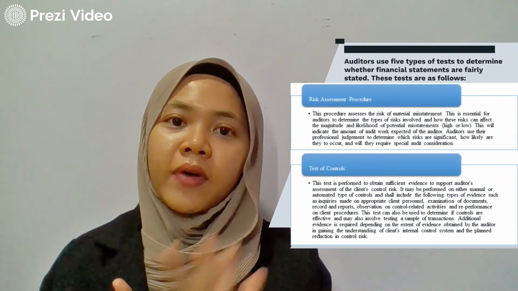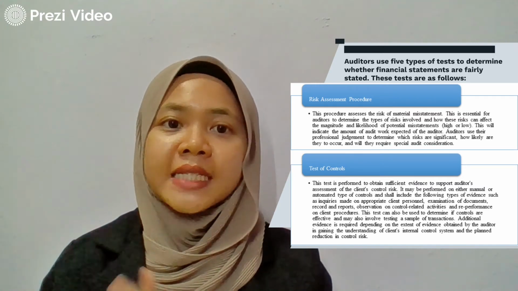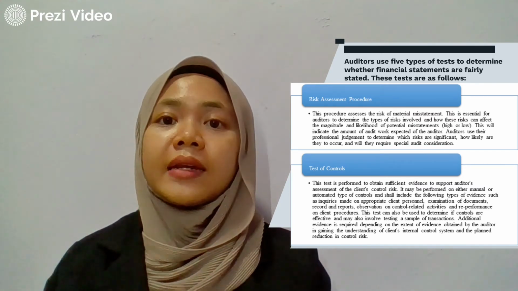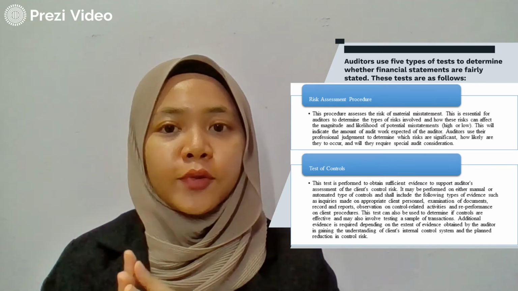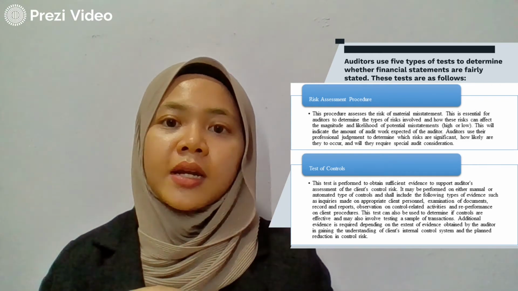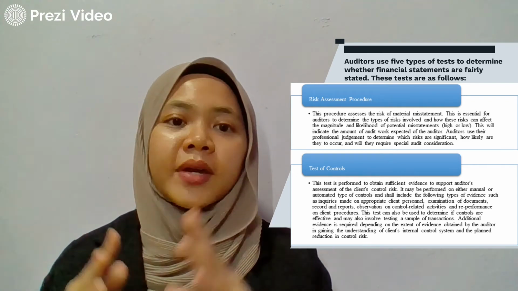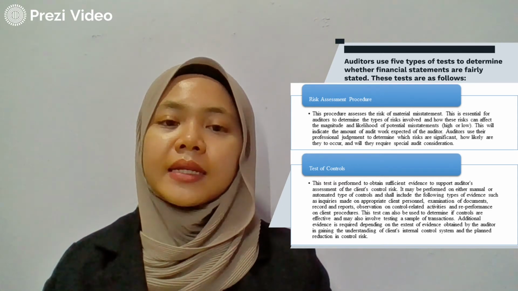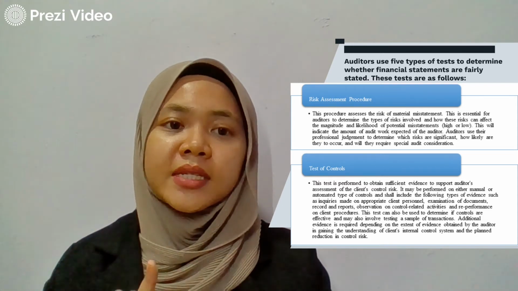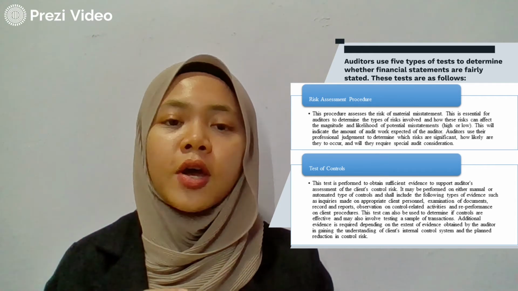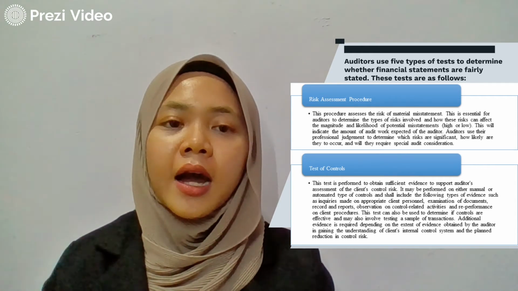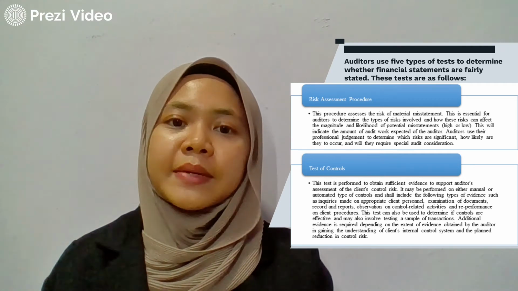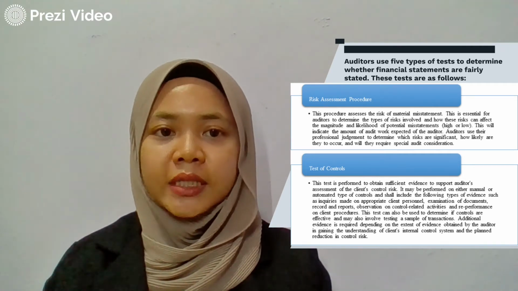Technically, auditors use 5 types of tests to determine whether financial statements are fairly stated. These tests are as follows. Risk assessment procedure. This procedure assesses the risk of material misstatement. This is essential for auditors to determine the types of risk involved and how this risk can affect the magnitude and likelihood of potential misstatement, high or low. This will indicate the amount of audit work expected of the auditor.